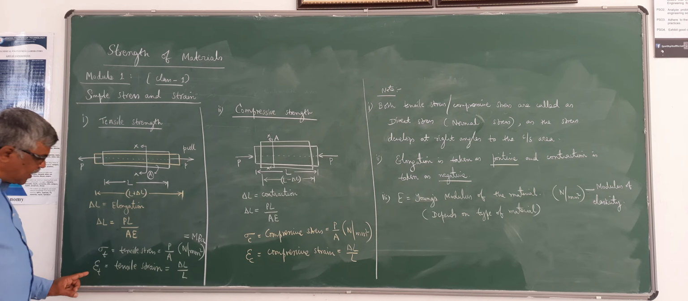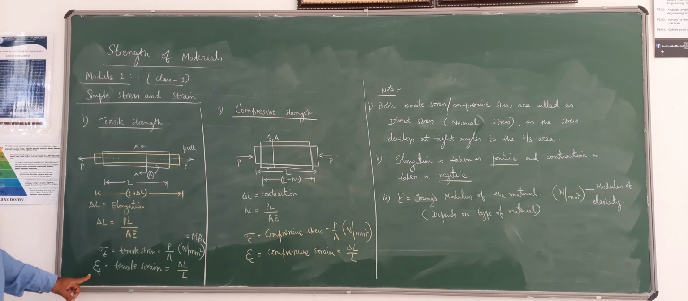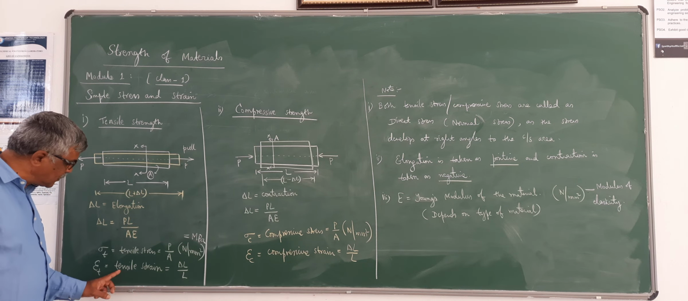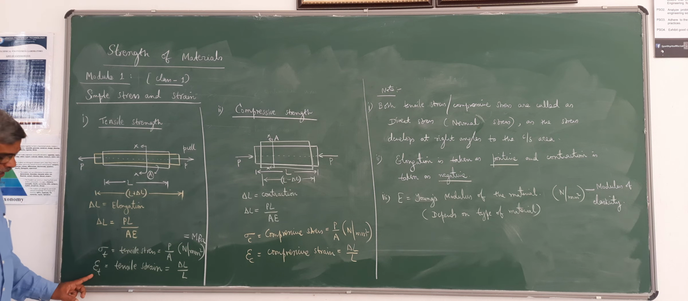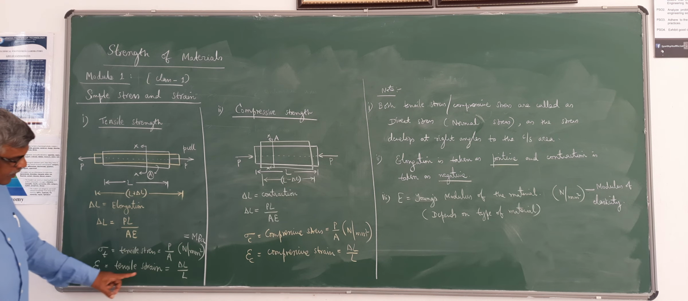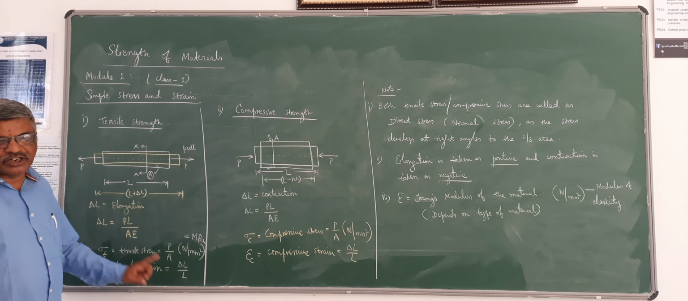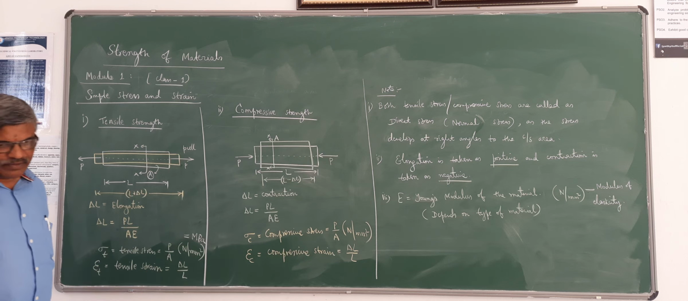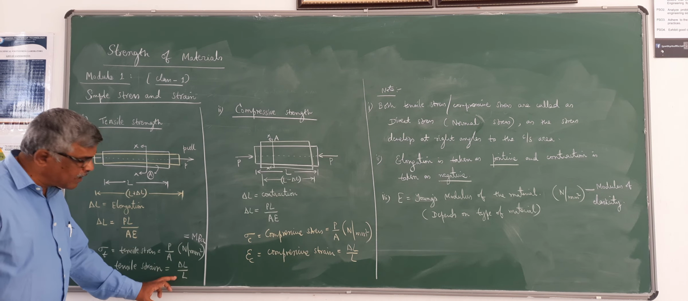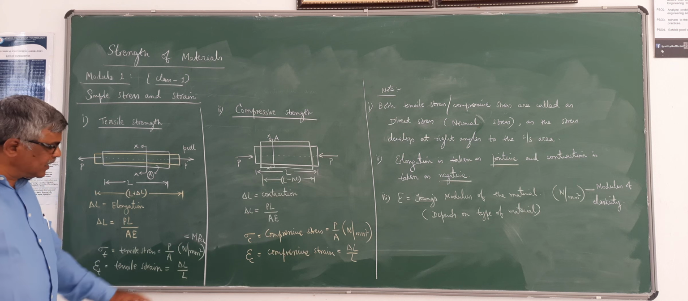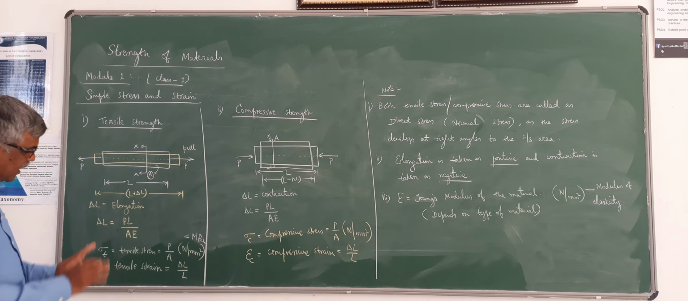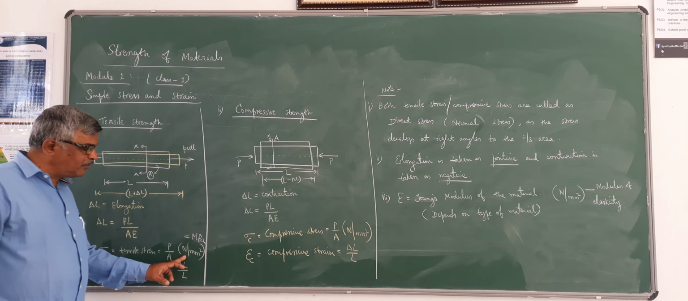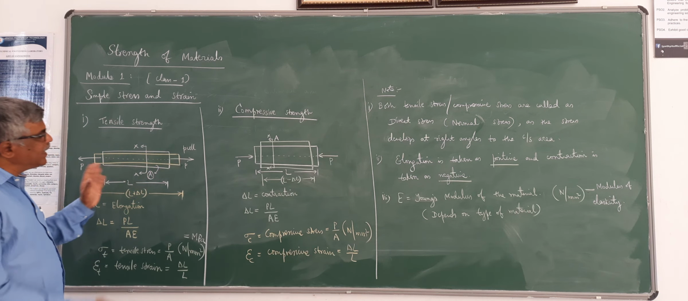So sigma T is P by A. Similarly, we are going to define another term called strain. Since tensile stress develops within the body, tensile strain will develop. That is epsilon T. Epsilon is strain, T stands for tension. Epsilon T is given by change in length divided by initial length. So here change in length is elongation, delta L by L. This has no units, because both are expressed in the same units, millimeter by millimeter, and it cancels. So it is unitless or dimensionless, whereas stress has the unit of Newton per mm square. This is regarding tensile stress.